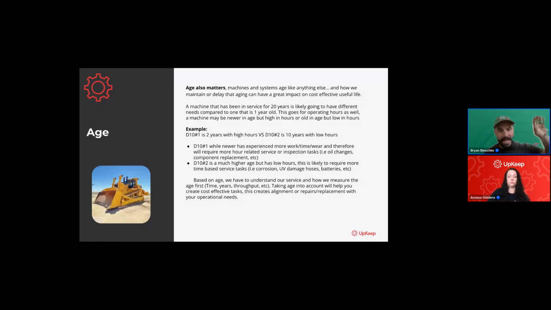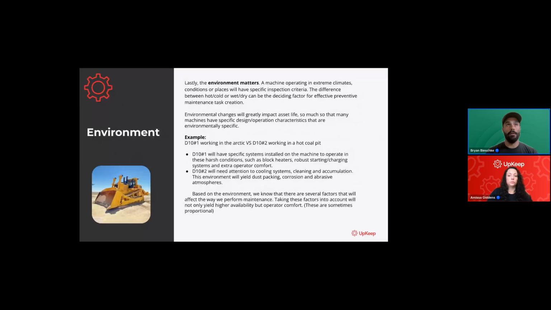If I've got a 980M wheel loader and a 980H wheel loader, and one is much older than the other, we need to pay attention to that when building out our PM tasks. So based on age, we can look at age in time, years, throughput, tonnage, whatever. Taking that into account will create cost-effective tasks, aligning repairs and replacements with your operational needs. So keep that in mind. I love heavy equipment, so we're going to talk about it again right here.